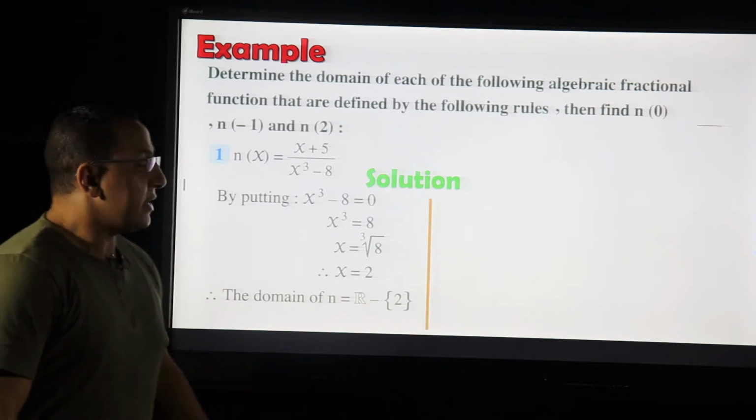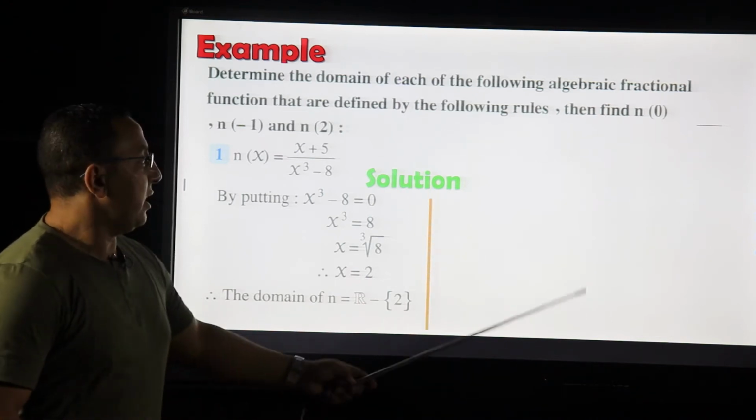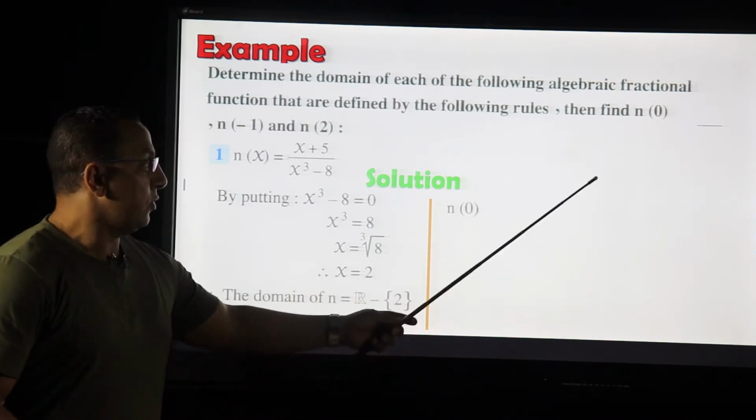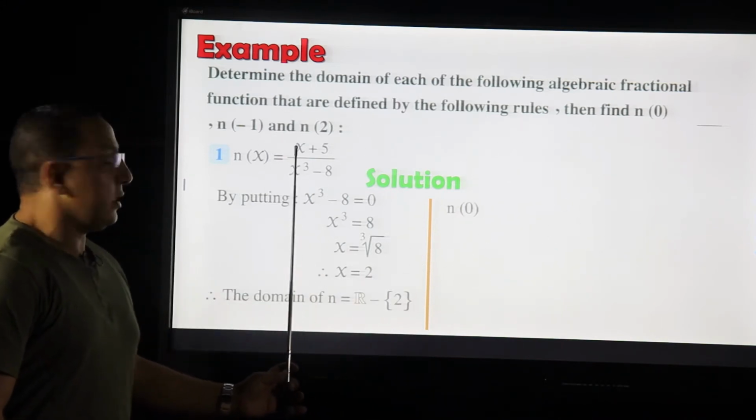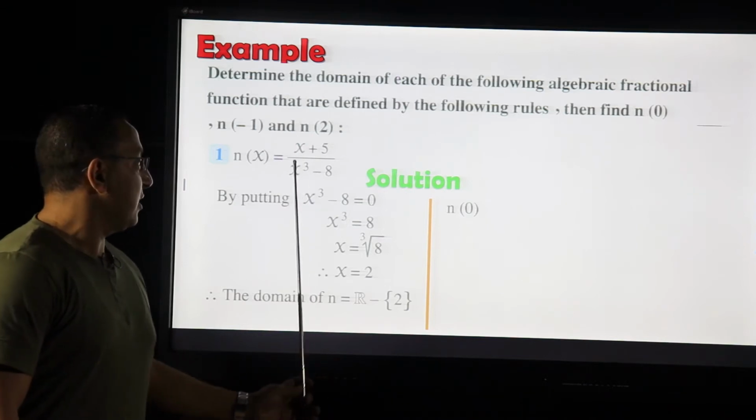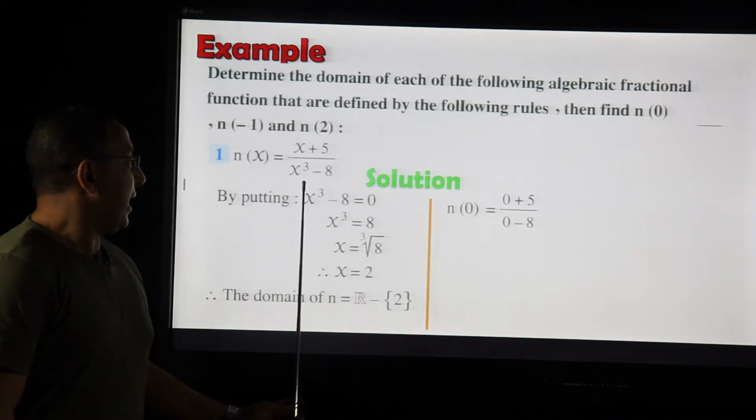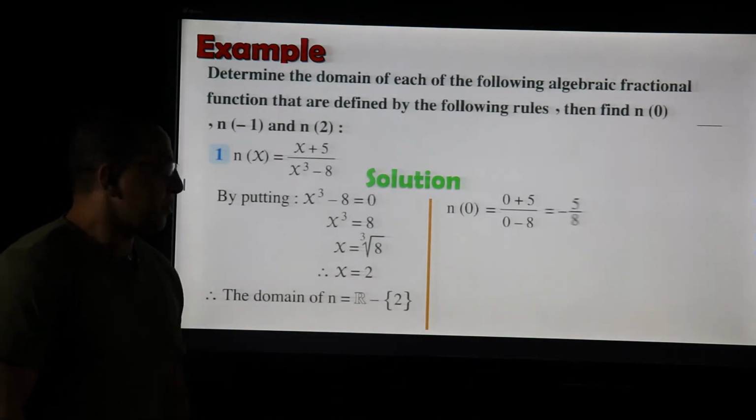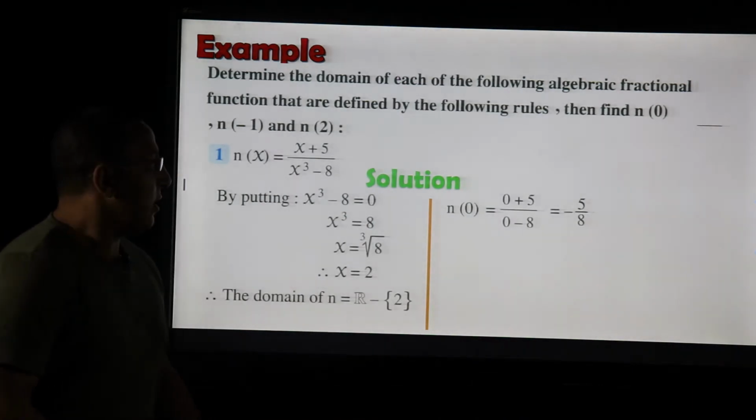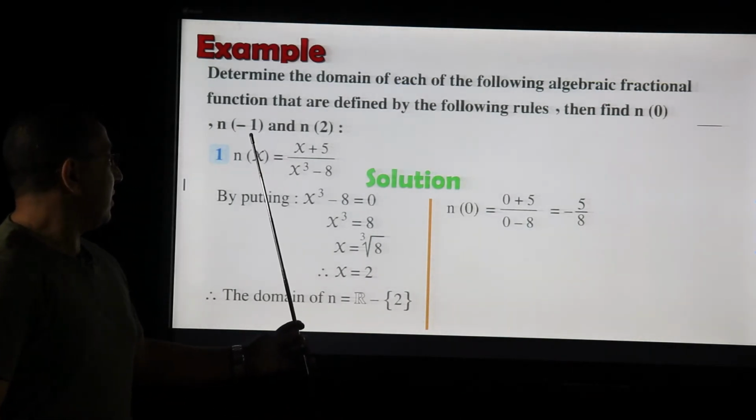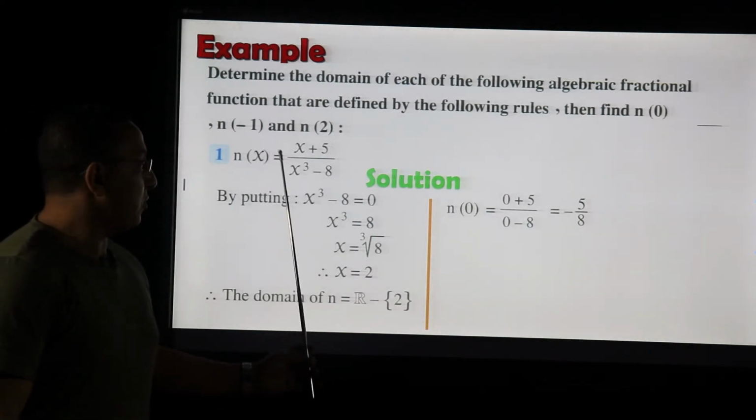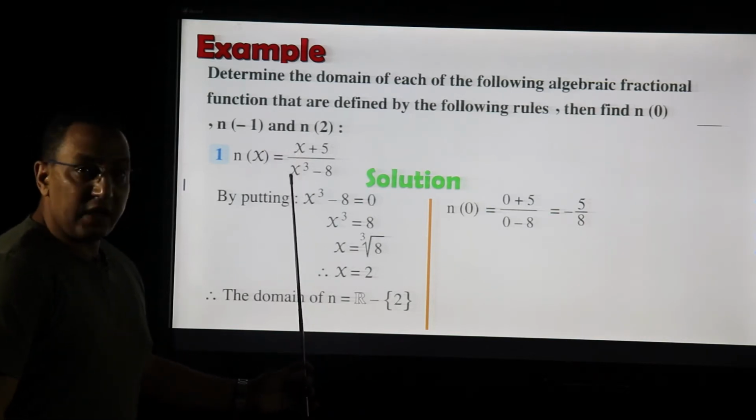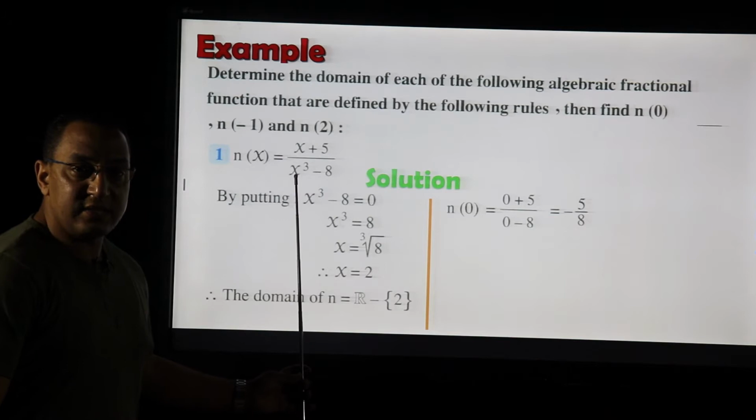Now the second requirement: he asks me to find n of 0, n of negative 1, and n of 2. For n of 0, I'm going to put 0 in place of x. So it will be 0 plus 5 over 0 to the power of 3 minus 8, so it will be negative 5 over 8. Another one, I need n of negative 1. I'm going to write negative 1 in place of x, and write negative 1 in place of x here also.